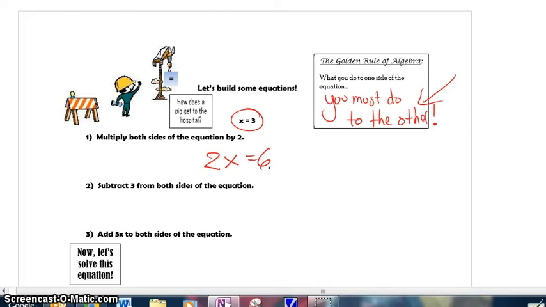Let's subtract 3 from both sides of the equation. There's once. There it is on the other side. We follow the golden rule of algebra. Okay, we can combine like terms. You do know what 6 minus 3 is on the right, so let's go ahead and do that. Okay, so we have our equation.